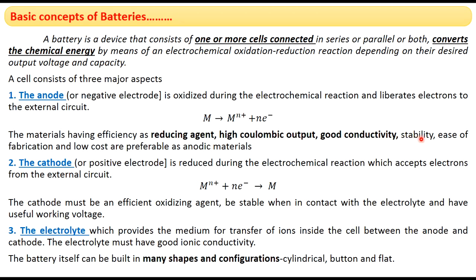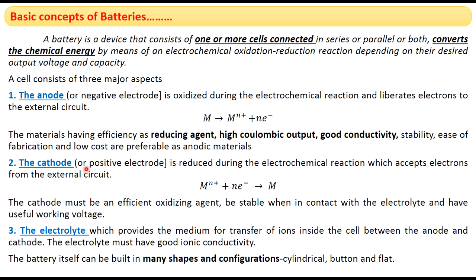It should be stable, and have ease of fabrication. If you want to fabricate the anodic material, it should happen easily. This is another characteristic of a good anodic material, and low cost. Though a material has these properties, high reducing efficiency, high coulombic output, good conductivity, stability, and ease of fabrication, it should come at low cost. It should be cheaper. Such types of materials are used as better anodic materials.